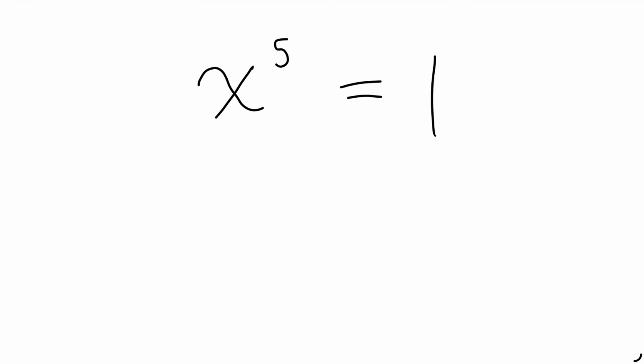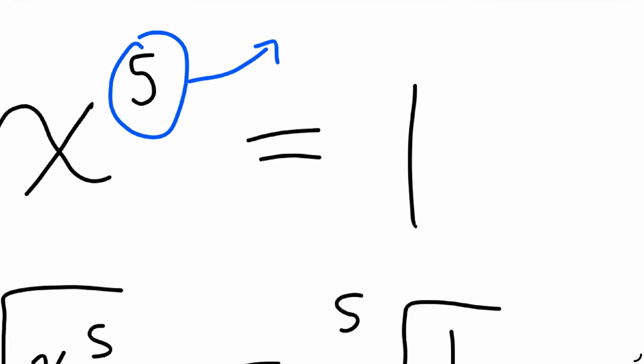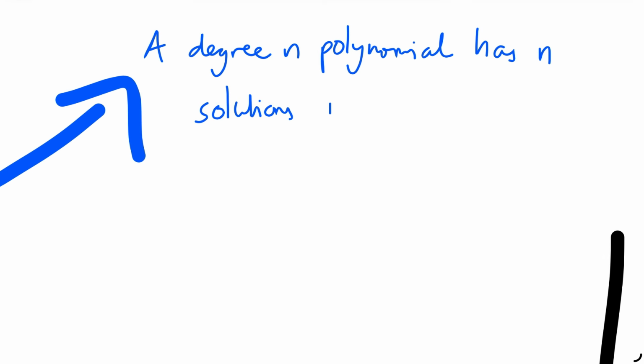Solving x to the fifth equals 1 seems like a very simple task. You can just take the fifth root of both sides and get x equals 1. Or is it? Those of you with elite ball knowledge will know that a polynomial of order n has to have n solutions in C, the complex numbers, a result so important that it's called the fundamental theorem of algebra.